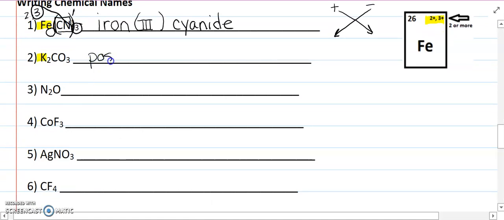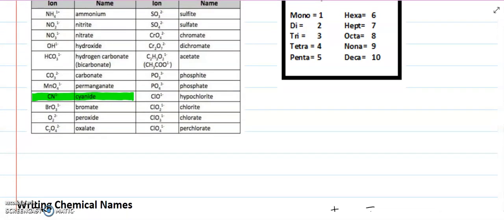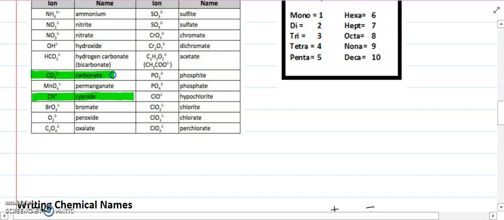If its charge is always the same, oops, spelling error here. If the charge is always the same, then I don't have to worry about it. So no parentheses, no Roman numeral. Potassium is also paired with 2 or more nonmetals. CO3 is carbonate. And so I'm going to go up to my list, and yep, I know that it's carbonate, but I can go and check here and find that it is carbonate. And I'm going to write down carbonate.